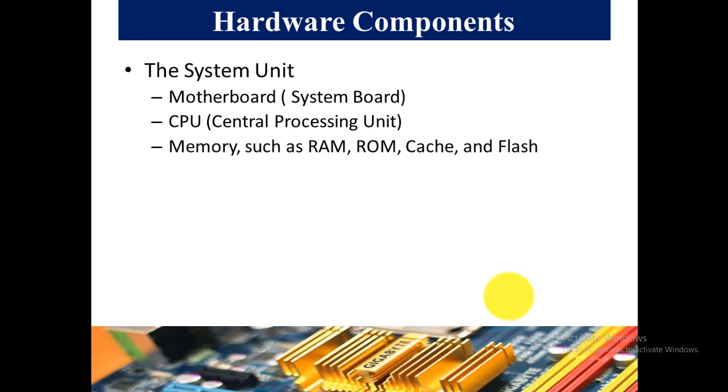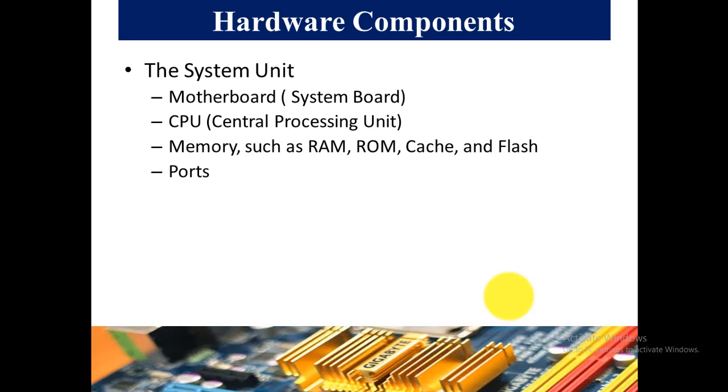And the third main component of a system unit is memory, such as RAM, which stands for random access memory, ROM, which is read-only memory, caches, and flash memories. RAM is volatile, while on the other hand, ROM is non-volatile. So all the startup instructions of a computer are mostly written on the ROM. We will see these concepts in detail in the coming lectures, inshallah.